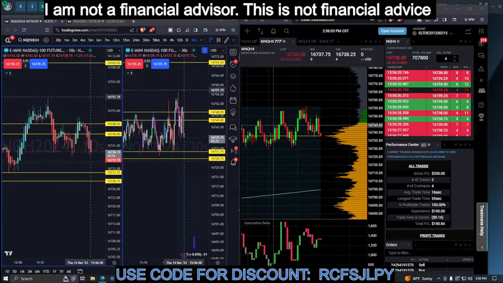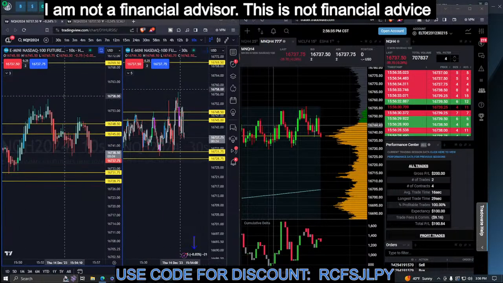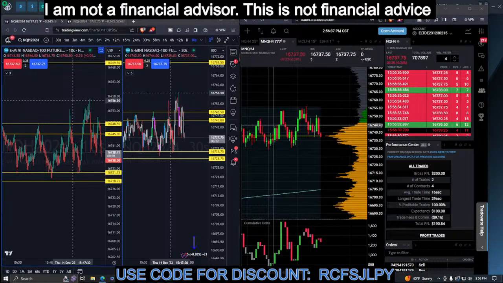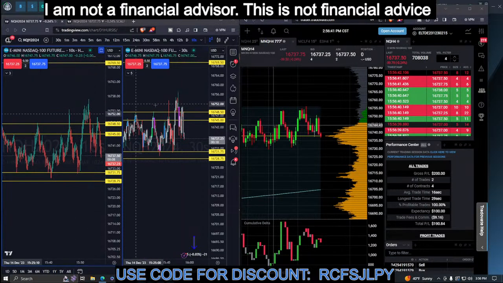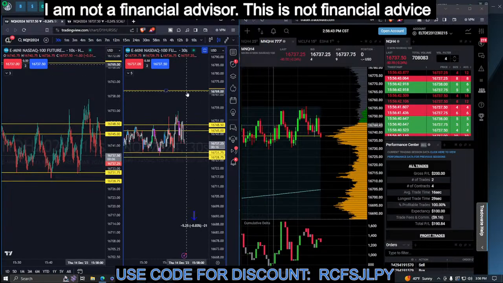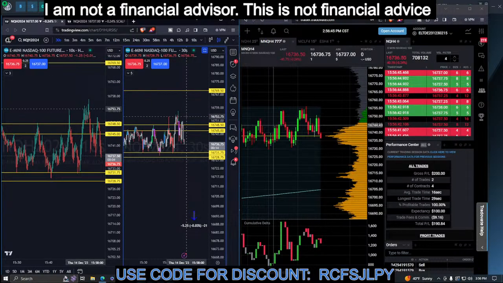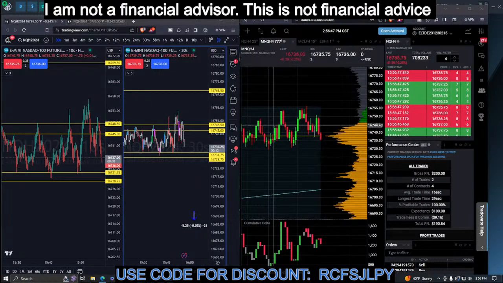Alright, so I predicted they would come up and hit 17,767. It came up 10 points short of that. It went above the zones I drew out. I thought it would come up to here. We got about 4 minutes left. Getting a little pushed down.